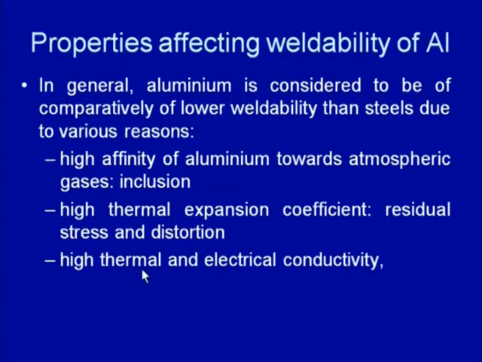Then, high thermal conductivity and electrical conductivity. Because of the high thermal and electrical conductivity of aluminum alloys, they extract heat very rapidly from the weld region, and because of this melting of the aluminum alloys may be more difficult as compared to steel. Because of this we require welding processes of higher energy density, and higher current levels are required to bring the aluminum alloys to the molten state in order to develop the weld joint.